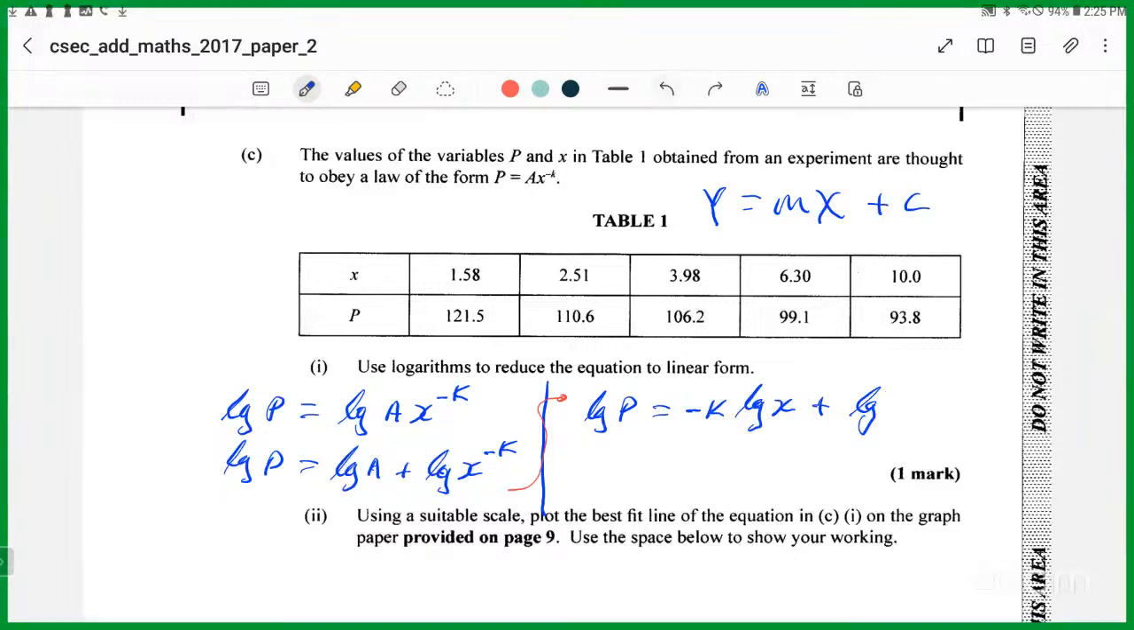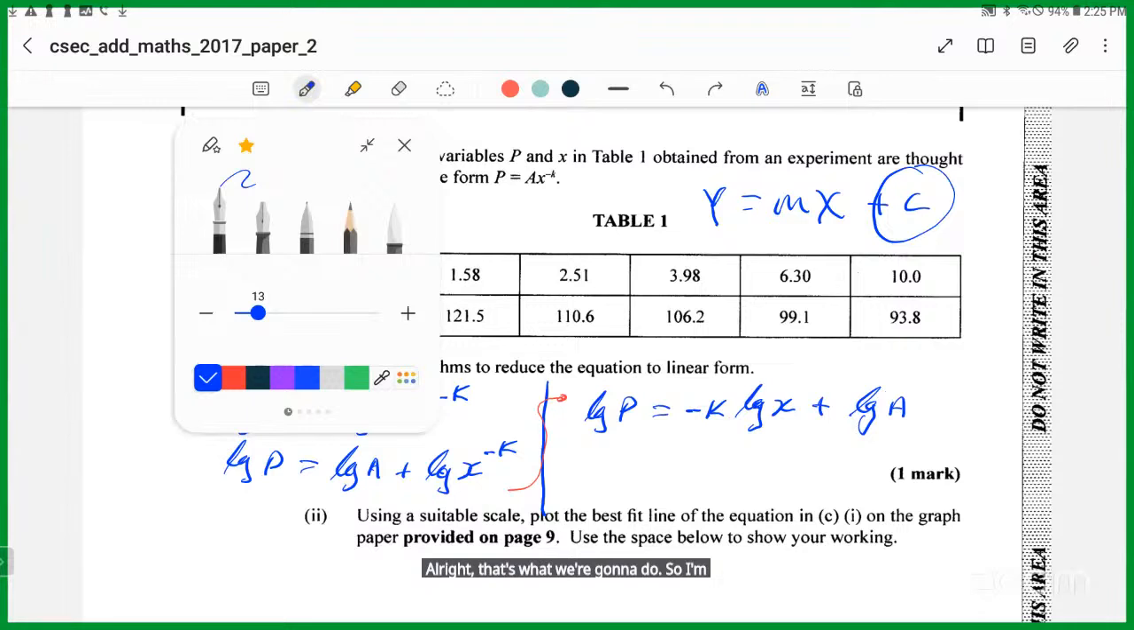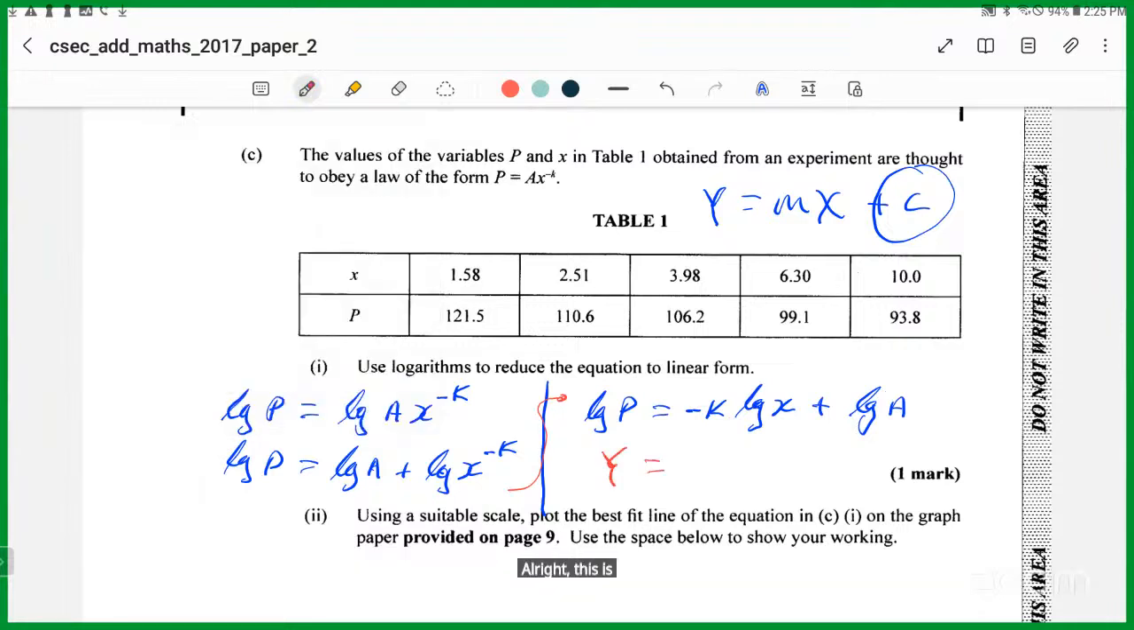log of capital A. So if you compare this with this, you can see that our vertical axis is going to be the log of p. Our horizontal axis is going to be the log of x. Our gradient is going to be minus k, m is minus k. And our vertical axis intercept is going to be the log of a. So I'm going to write this in the form y equals mX plus c. And that's what we're going to have.